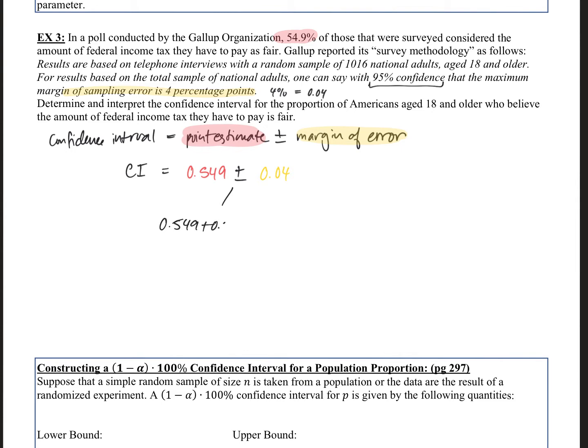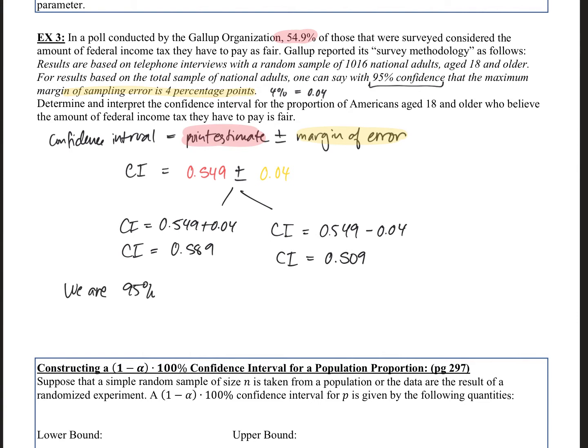0.549 plus the 0.04, and CI equals 0.549 minus the 0.04. Alright. Calculating this out, we'll end up with 0.589. And lastly, the confidence interval is 0.509. Okay. So what does this mean? Well, remember, we're talking about 95% confidence. So we have that we are 95% confident of what?